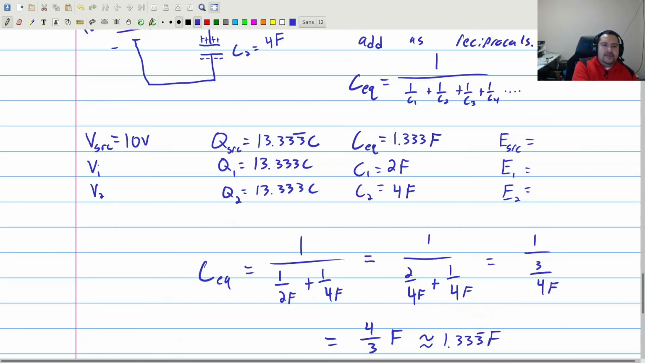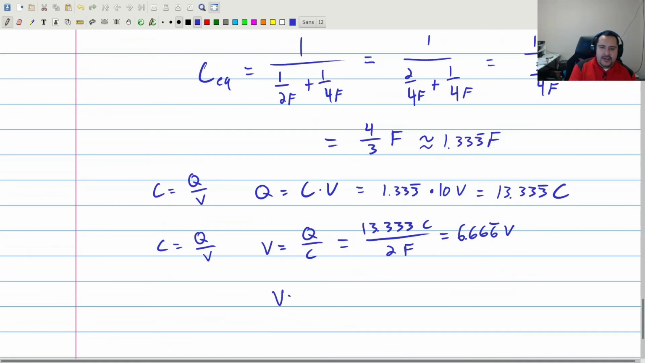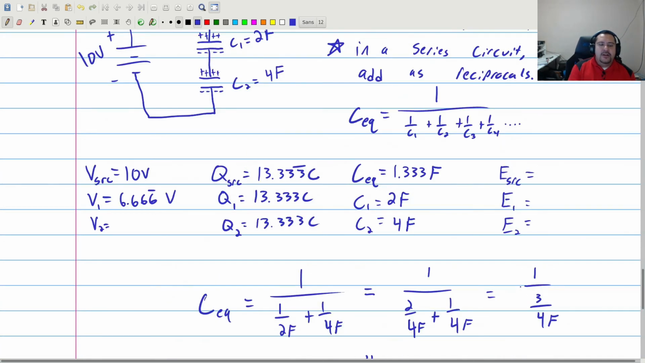So V1 is going to be 6.666 volts, repeating. And then V2 is going to be, well, V equals Q over C. That's equal to 13.333 coulombs divided by 4 farads this time, which is equal to 3.333 repeating volts. So we scroll back up here and we get 3.333 repeating volts.